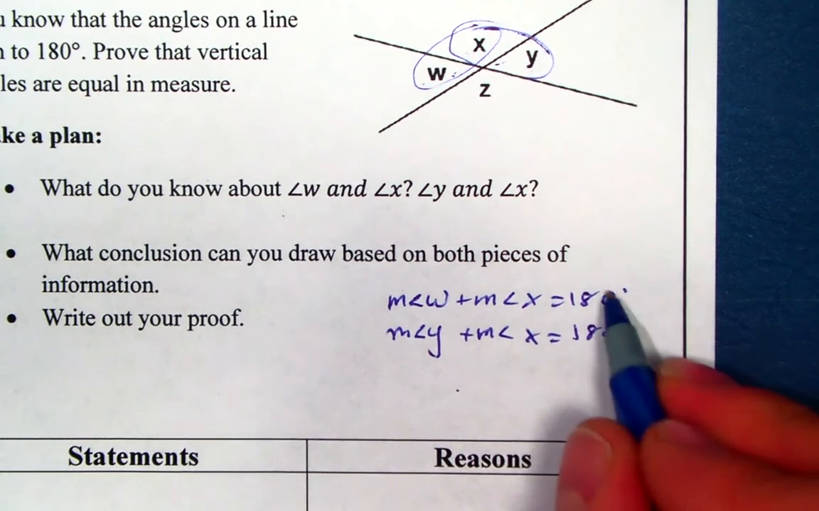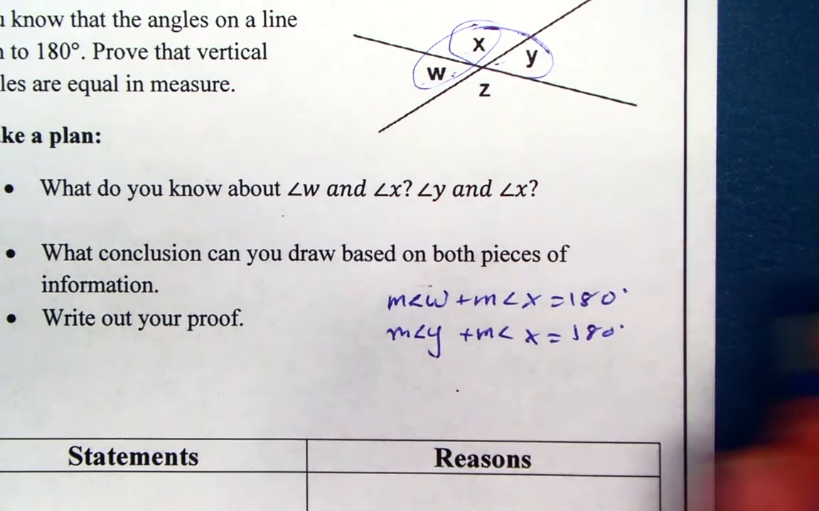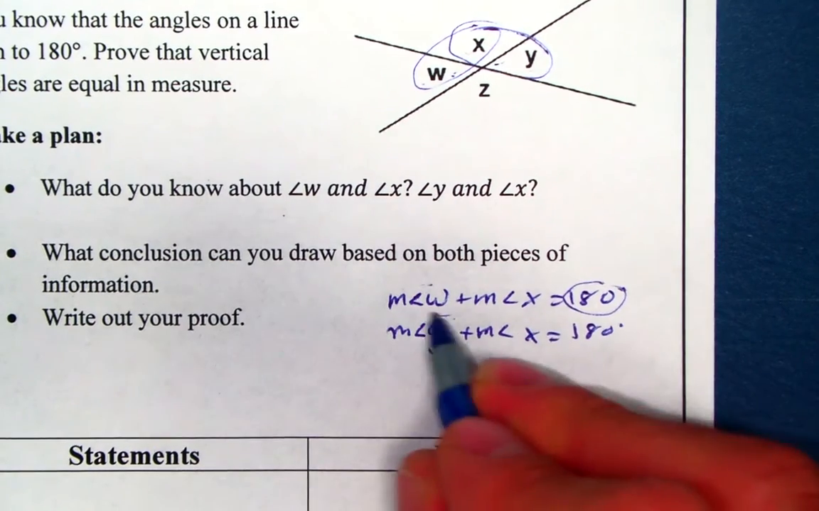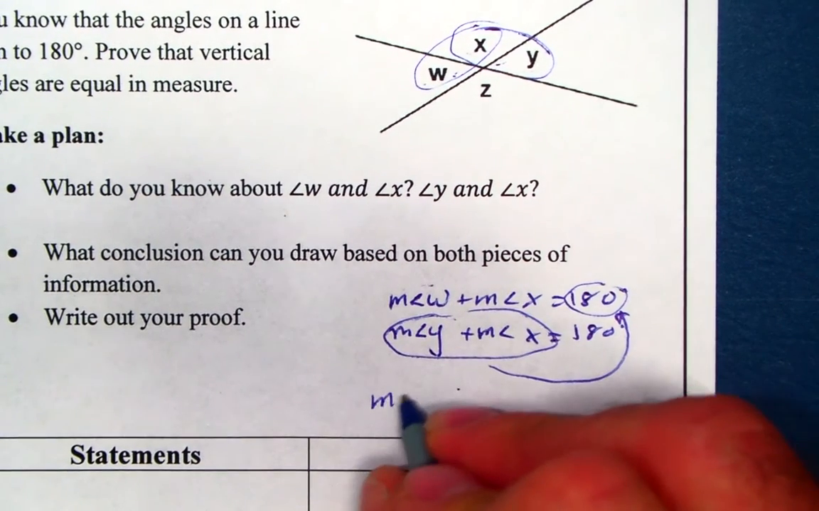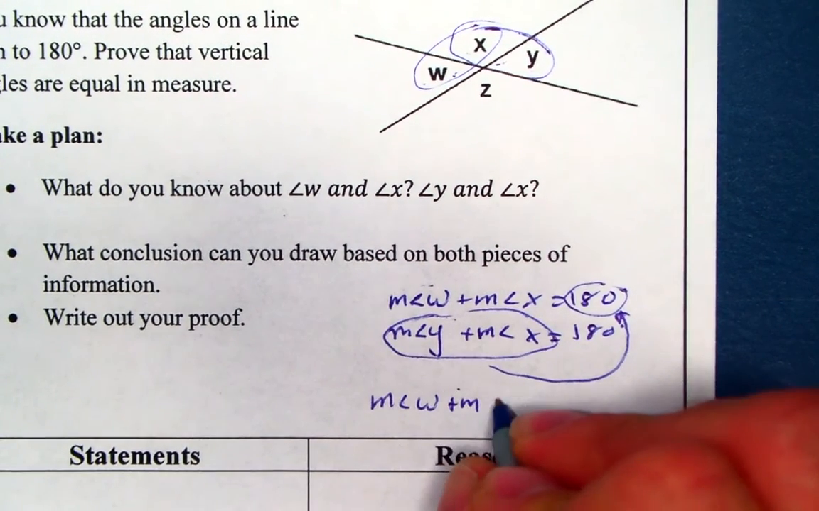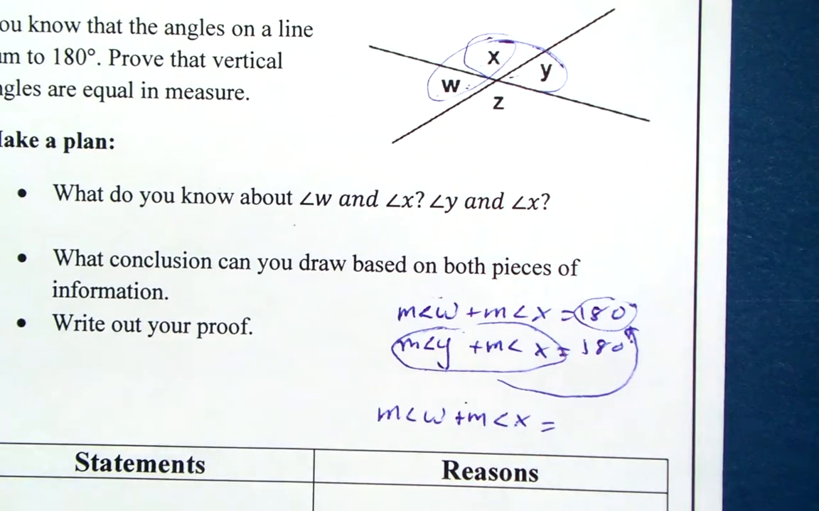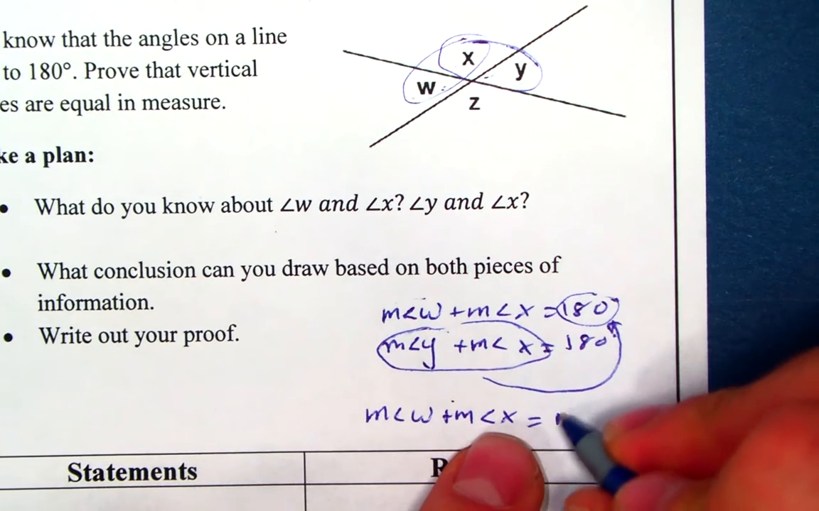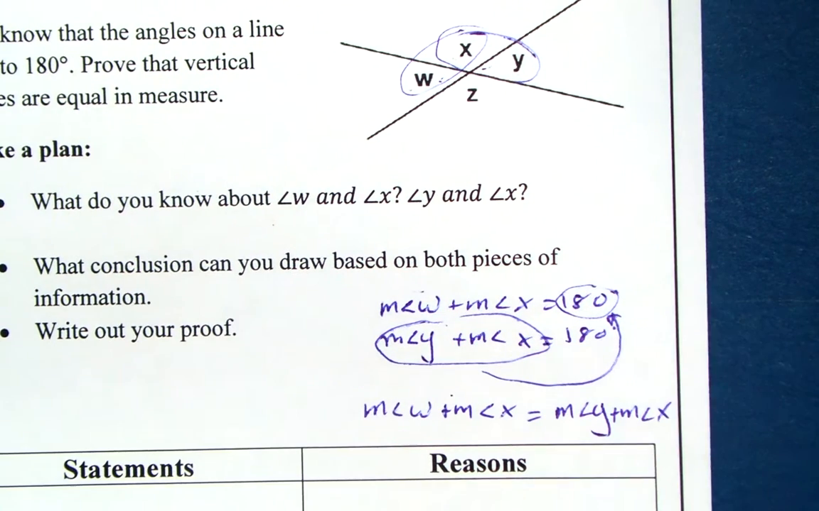Well, we know that they're both equal to 180, so that means they both have to be equal to each other. We can replace this 180 with Y plus X, essentially. Right? So right now, again, I'm just writing what things I know to be true. Doesn't have to be in the right order. We're just writing stuff down.